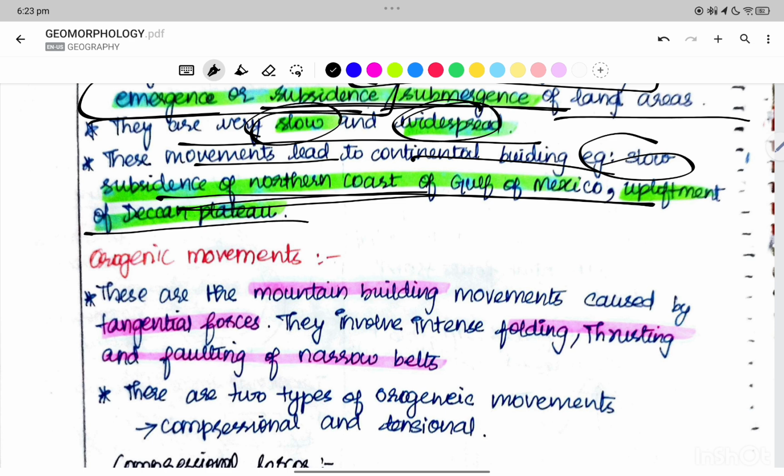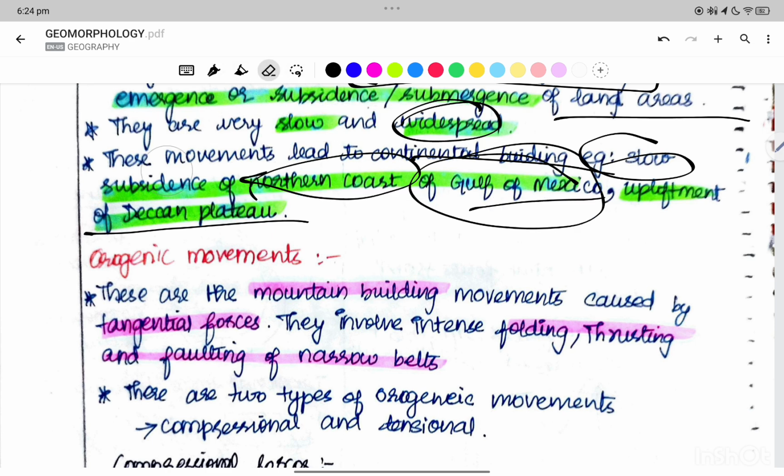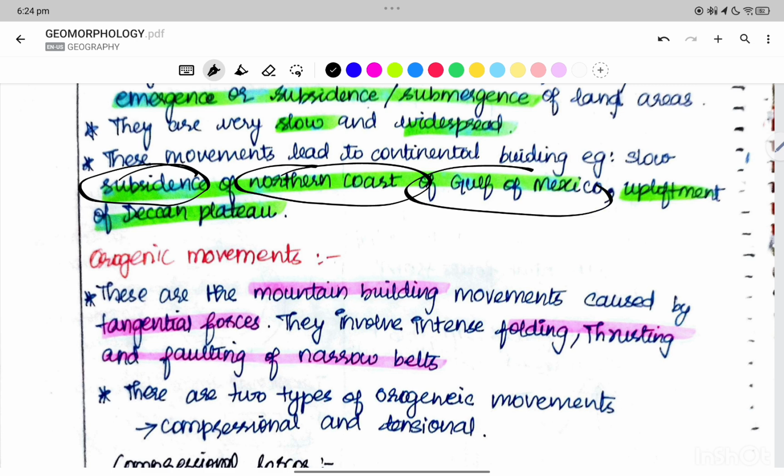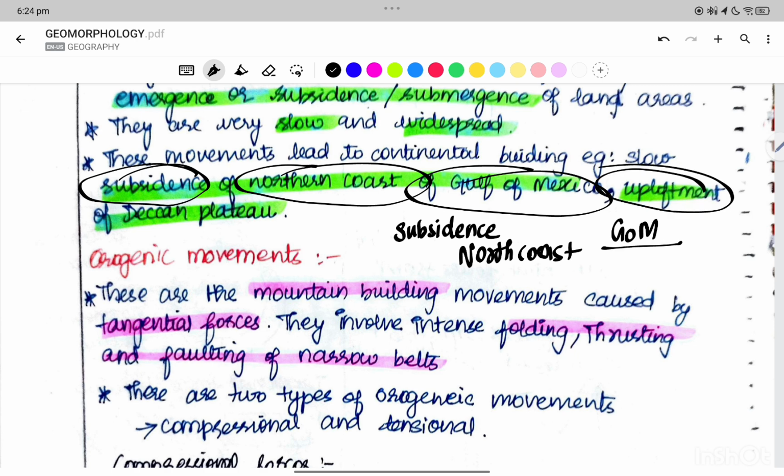So the Deccan Plateau is facing upliftment and there is a subsidence of the northern coast of the Gulf of Mexico. What is subsiding? Only the north coast of the Gulf of Mexico is subsiding. And for upliftment, we have the Deccan Plateau for example.